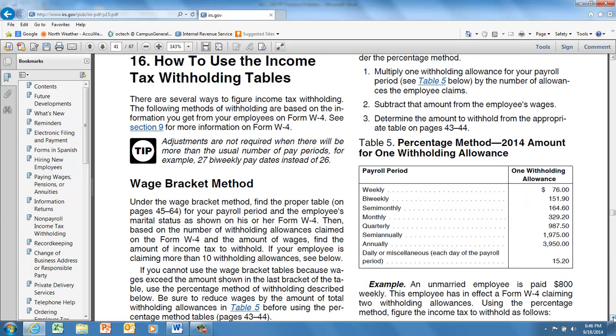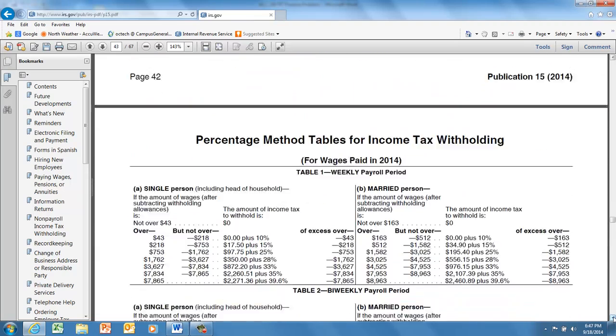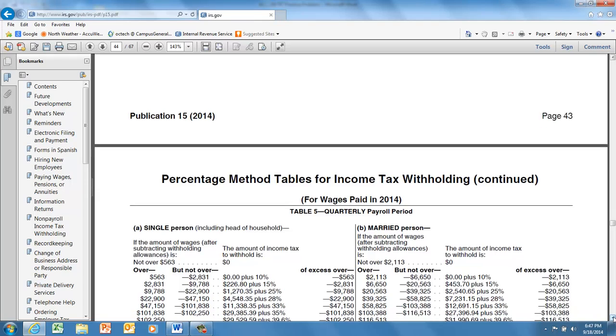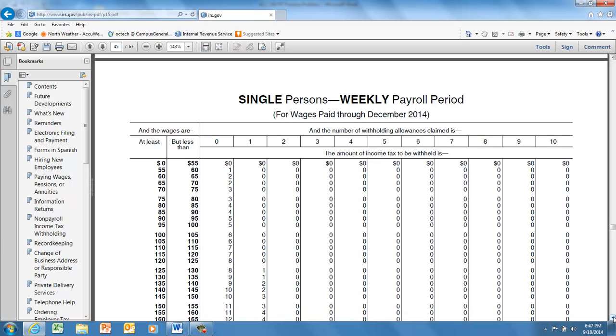It starts out with the percentage method, which we will discuss in the next YouTube, so I'm going to skip through that, and that's a few pages. And here we start with the wage bracket tables, and the first one is for single persons and weekly payroll. Our first one that we were looking up for the practice problem was single and had a weekly payroll. So we're on the right spot.